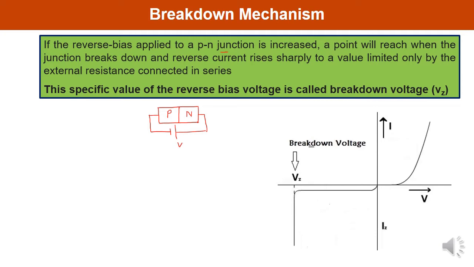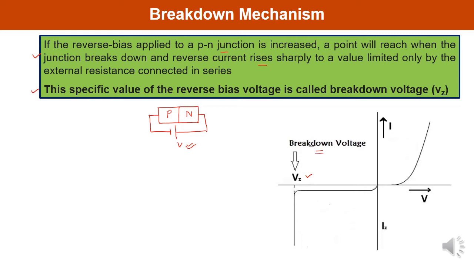Now what will happen if you increase this bias voltage V? A point will be reached when the junction breaks down and the reverse current rises sharply. This specified value of reverse bias voltage is known as the breakdown voltage. You can see in this diagram the curve plotted between voltage and current. This is the VZ voltage at which the reverse current increases sharply, and this VZ is the breakdown voltage.